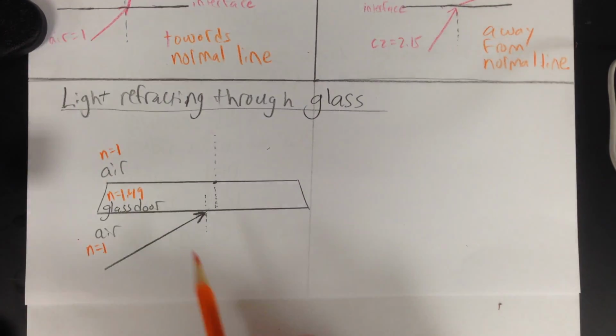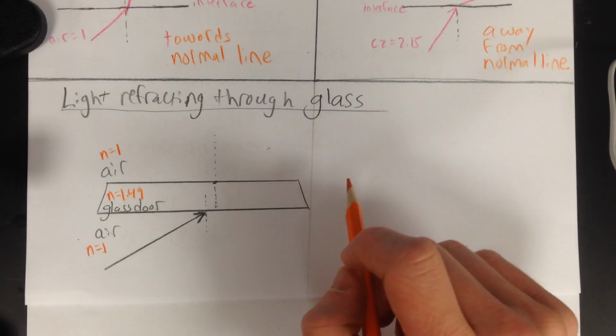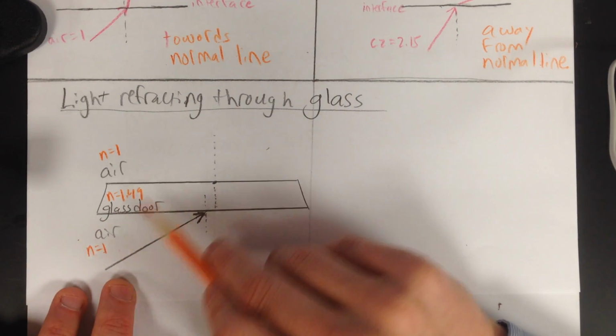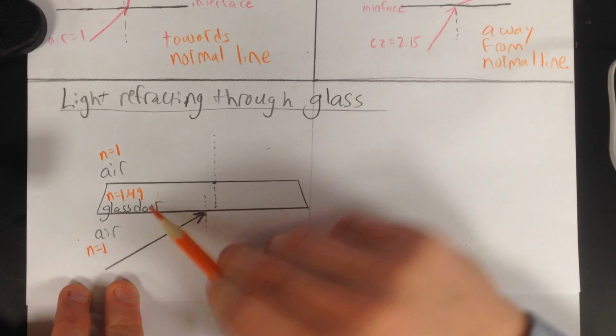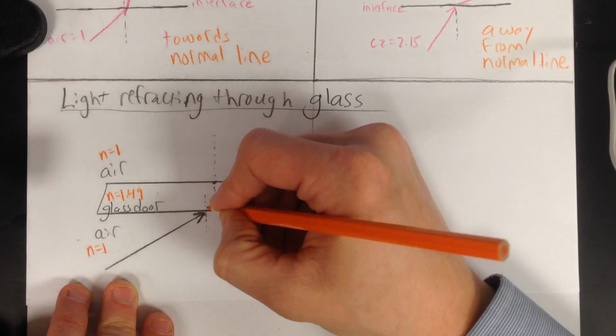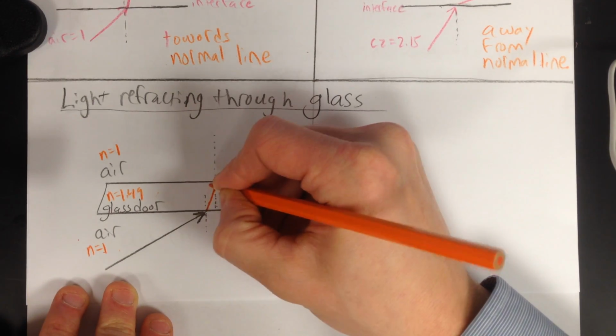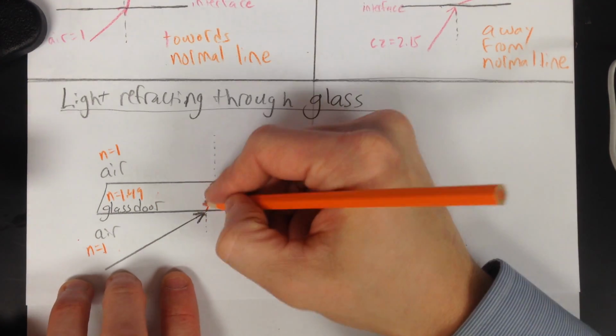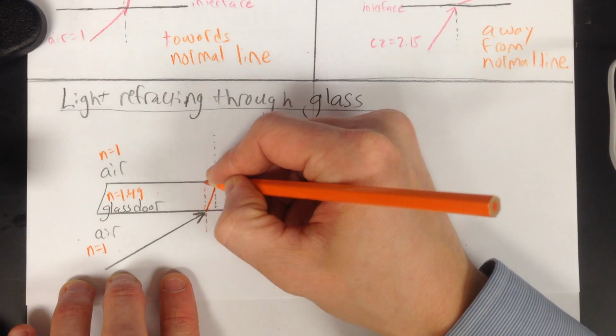So let's think about when light enters the glass door, how does it bend? It goes from a low index to a high index. So that means it bends how? Think about it. It goes towards the normal line, right? This normal line right here is what it goes towards.